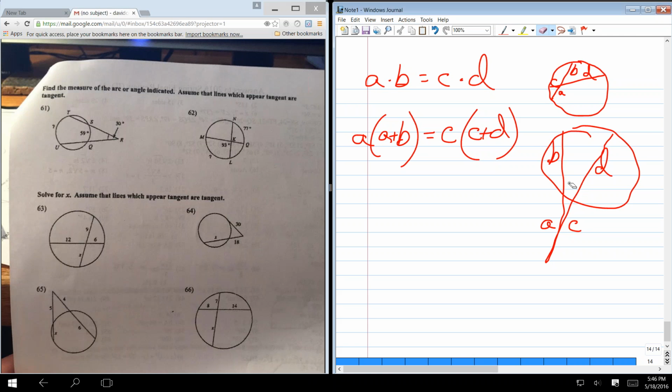Make sure you understand the second one though. Do you see why it's A times A plus B? It's the segment outside of the circle, which is A, times the length of the entire segment, which is A plus B. The length of this whole segment is C plus D. So it's always the segment outside the circle times the entire length of the secant line equals the other segment outside the circle times the entire length of that secant line.